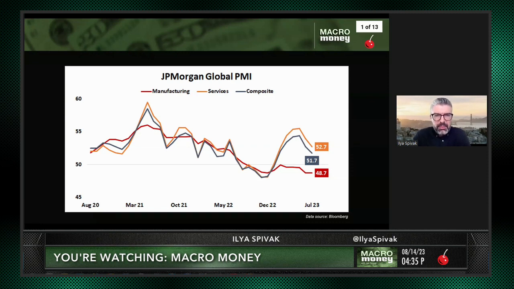This is the JP Morgan Global PMI. As ever, it is operating on the familiar logic that PMI diffusion indexes use. 50 is the center line. At that level, neither manufacturing nor the service sector nor the composite of the two are growing or shrinking. Above 50, there is growth. Below 50, there is contraction. The further you go above 50, the faster the growth. The further you go below 50, the faster the contraction.